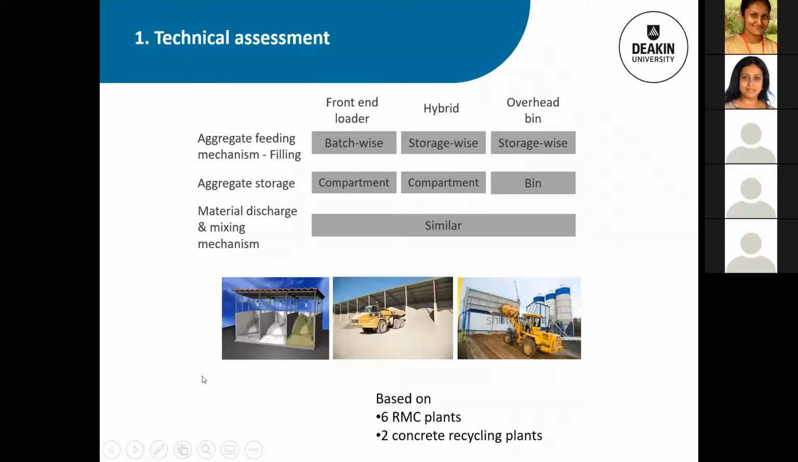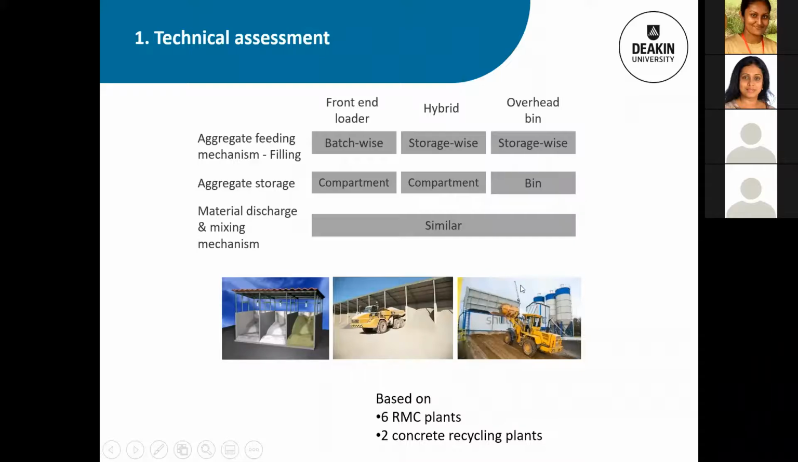Now, coming to the industrial setup, I visited 10 industrial plants in Melbourne at the time. There were three types of plants in terms of their level of automation: front-end loader, hybrid, and overhead bin. The overhead bin had the highest level of automation. If you think of introducing new storage to handle a new material like recycled concrete aggregate, new feeding lines and new mixing mechanisms, these three types of plants had to react in different ways to a new material coming in.